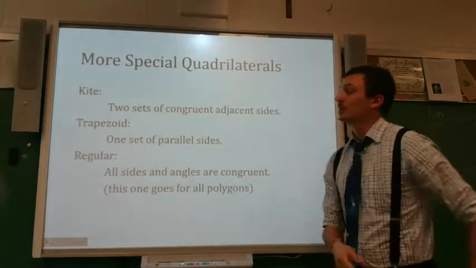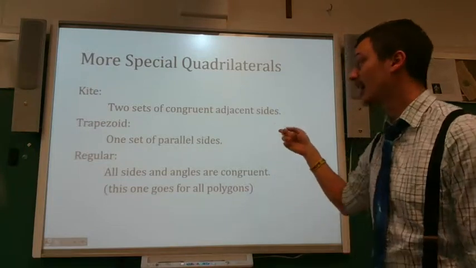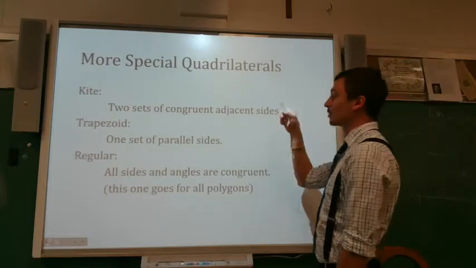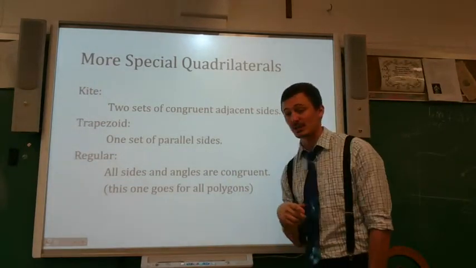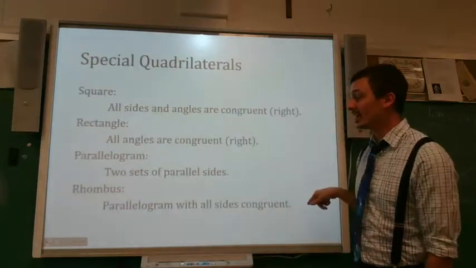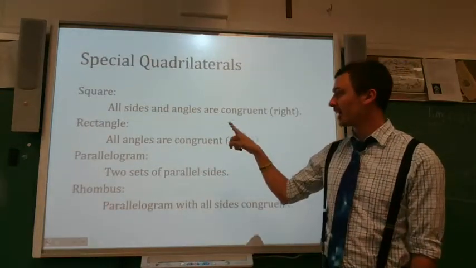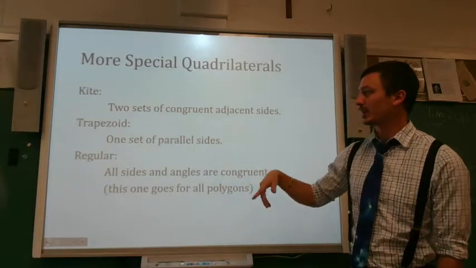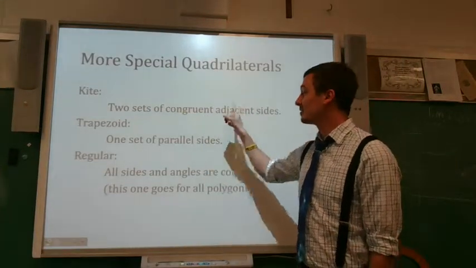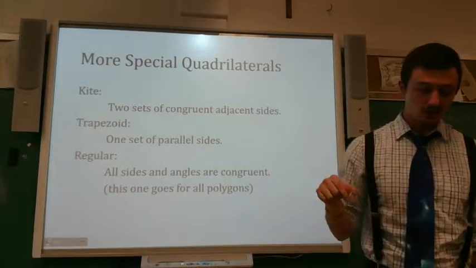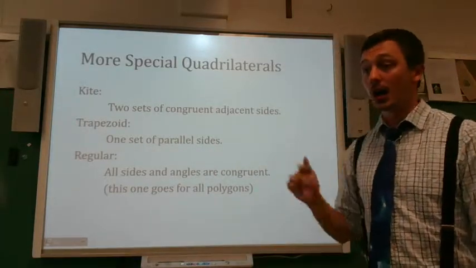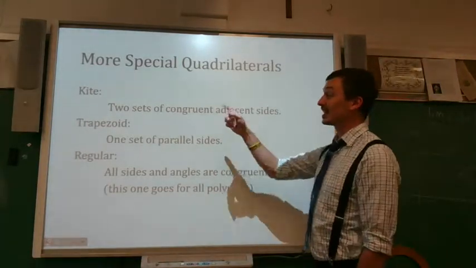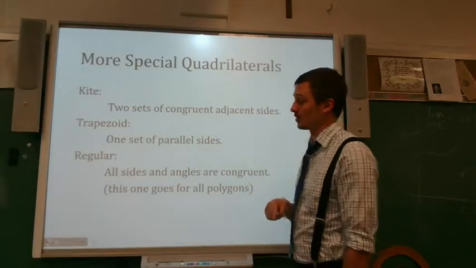You can also have a kite, where it has 2 sets of congruent adjacent sides. That's important. The thing is that they have to be adjacent. In a rectangle and in a parallelogram, opposite sides are congruent. In a kite, adjacent sides are congruent.